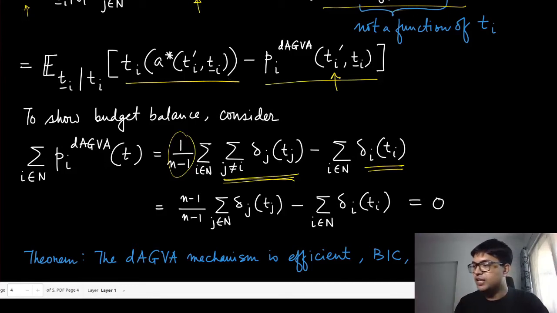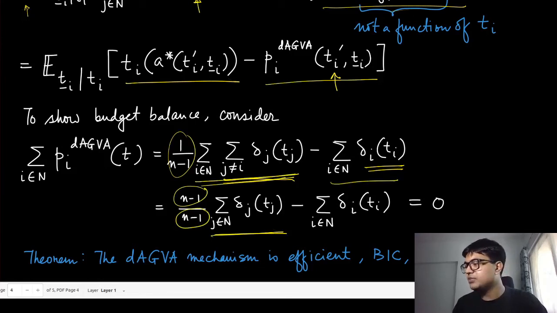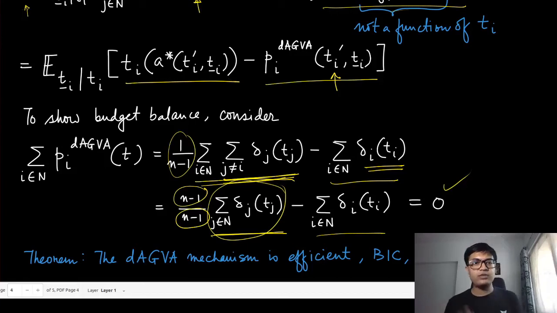So this double summation can be written as a single summation multiplied by n minus 1, and this n minus 1 was the reason why we had the multiplier 1 over n minus 1. They cancel out, and the second term is simply equal to this part of the first term. After we have taken the summation of the payments over all these players, these two terms essentially cancel out and it becomes exactly equal to 0. That was the reason why this pi of dAGVA was chosen in such a form, so that it becomes budget balanced by design.